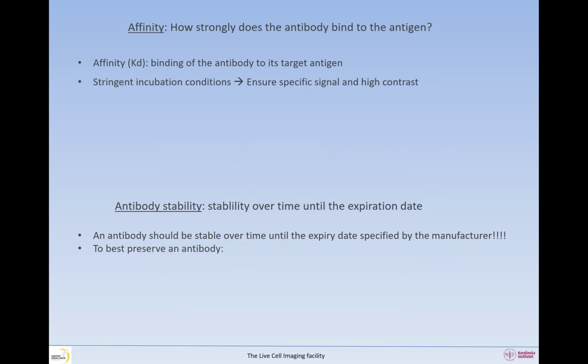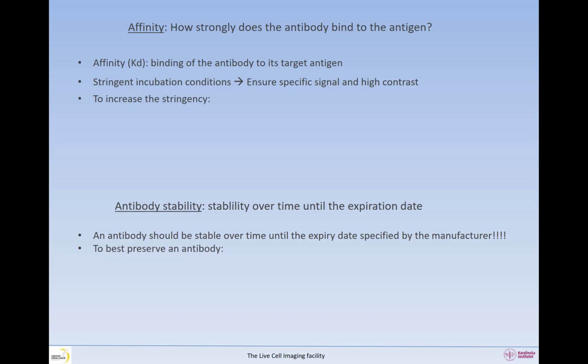An antibody will always bind to many proteins, but of course it should bind with a much higher affinity to the target antigen, and through washes and stringent incubation conditions we will ensure that it binds to its specific antigen. By stringent conditions, we mean that we make it much harder for the antibody to bind, which sounds counterintuitive. But with that, we'll ensure a specific signal and a high contrast.